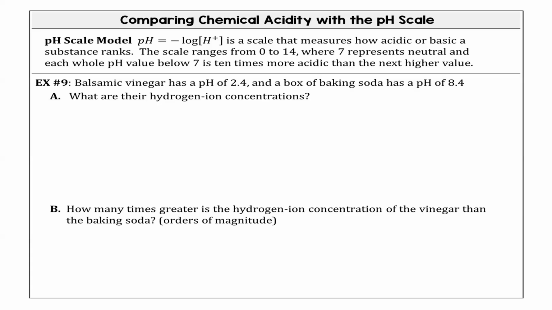Balsamic vinegar has a pH of 2.4, and a box of baking soda has a pH of 8.4. What are their hydrogen ion concentrations? Okay, that H plus, that hydrogen ion, is what we're looking for. Okay, brings back nightmares. Sorry.